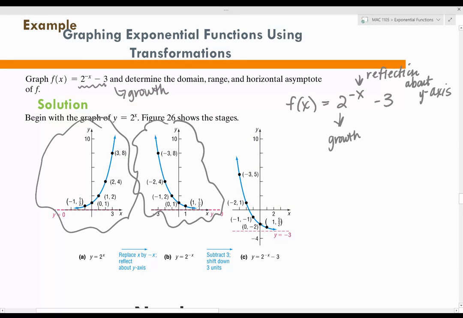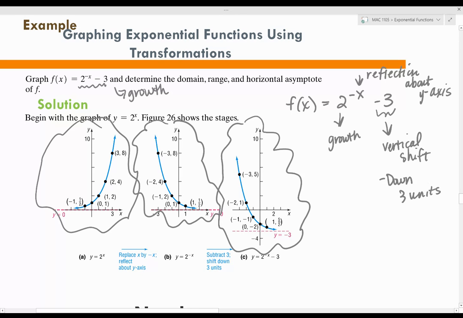across the y-axis. And this negative 3, you know that that is a vertical shift, and since it's negative, we follow the sign. This tells us to move our graph down 3 units, and you'll see that this graph has moved 3 units down. So remember, you can always plot points and you can always use your transformations to graph the appropriate graph.